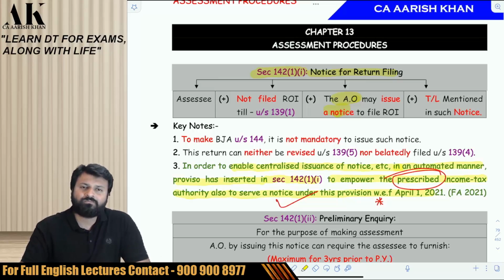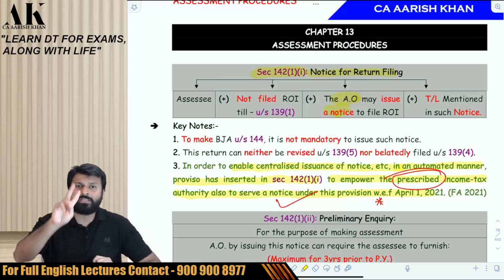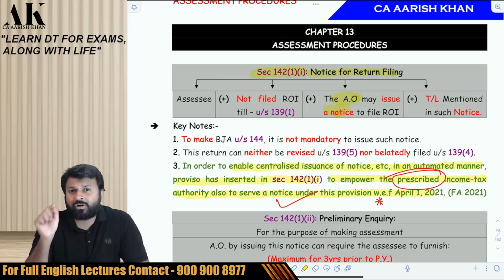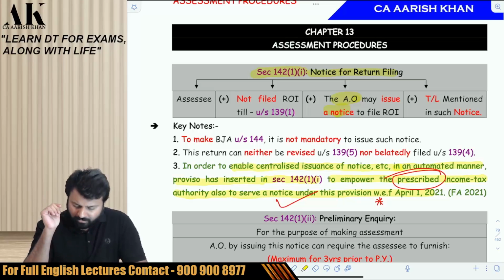Okay. Now, is it necessary to issue this notice to begin an assessment? The answer is no. This notice is not issued to begin an assessment. If you want to start a regular assessment, then you have to issue a notice under 143(2), which is a scrutiny notice. This notice is just to ensure that you file the return. This notice is just to remind you that you have not filed the return on time. So please file the return on time. This is what this notice is all about.